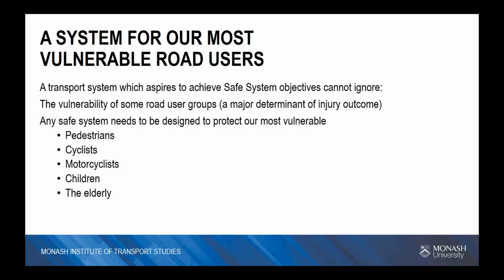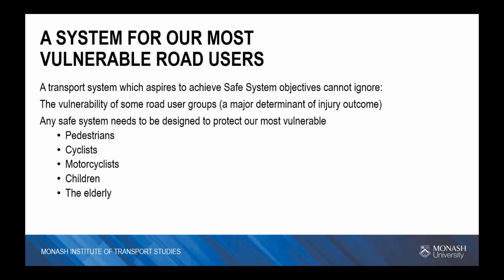Another really important factor within the SAFE system is recognition that we cannot design a road system for only motor vehicle occupants, and that a truly safe system cannot ignore the vulnerability of some road user groups, which in itself can be a major determinant of injury outcome.